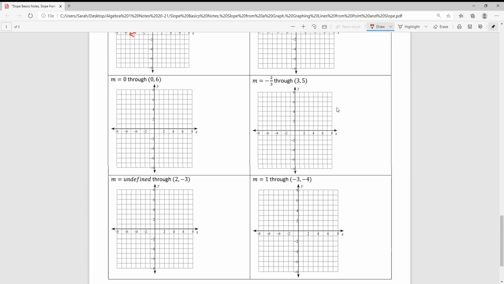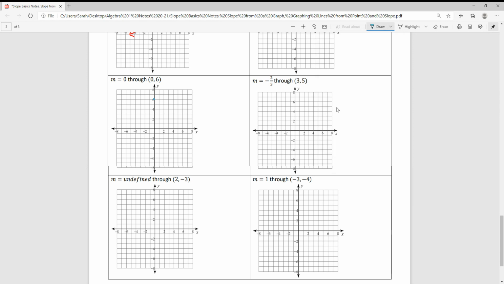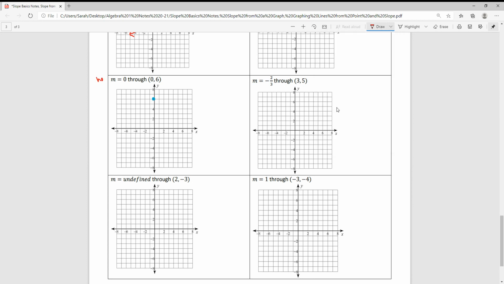All right, next one. Our starting point is 0, 6. So x is 0, y is 6. That's on your y-axis. And then it says m equals 0, so our slope equals 0, which means we're dealing with a horizontal line. Horizontal line looks like this, and that's all you need to do.